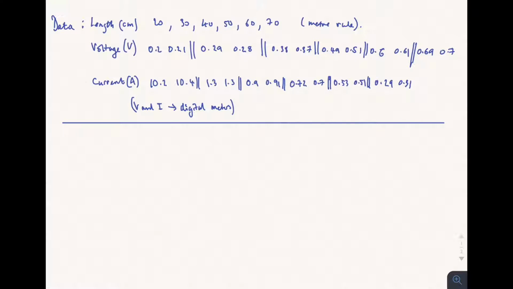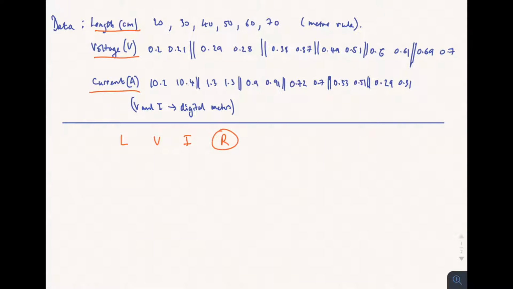This is how to display your data in an appropriate table. What I've got on the screen at the moment is the data that I'll be putting into the table. We've got some length data, voltage, current. What we need to put into the table are length, voltage, current, and resistance.